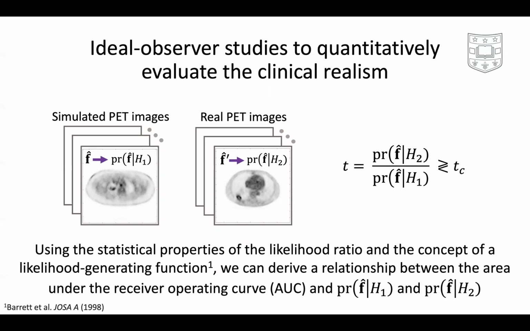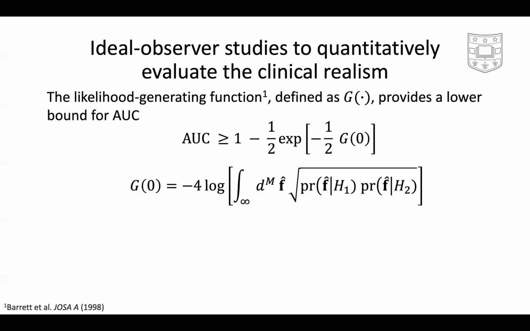For this ideal observer, as in Barrett et al., using the statistical properties of the likelihood ratio and using the concept of a likelihood generating function, we can derive the relationship between the AUC and the probability distributions of simulated and real images. Essentially, this likelihood generating function, defined as G, provides a lower bound for the AUC, where G0 is the likelihood generating function evaluated at its origin. G0 can further be expressed in terms of the probability of f hat given H1 and probability of f hat given H2.